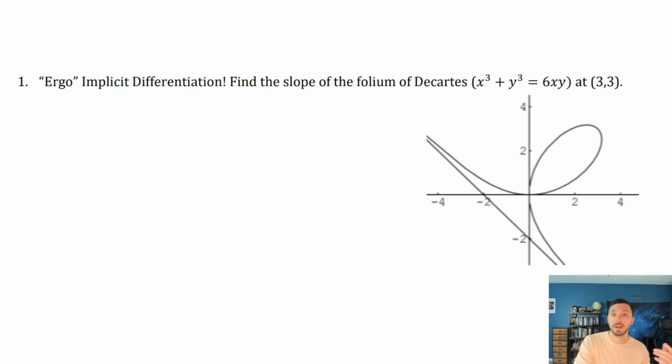Find the slope. So you want to find dy/dx, yeah? And then plug in (3, 3), and you'll get a number. So you're finding the slope at (3, 3). Before I show the answer, 3 is right here. So, think about what the slope might be.